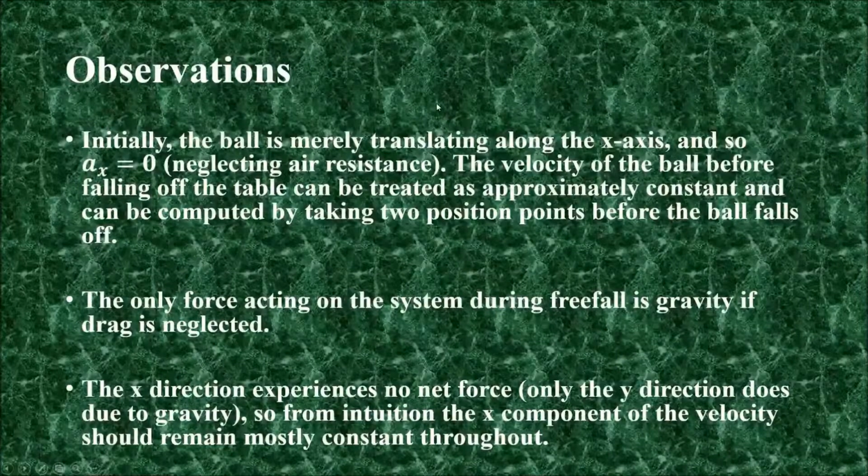Observations we can make about our system before we make any calculations is that initially the ball is just translating along the x-axis. So the acceleration along the x-axis is 0 if we neglect air resistance. The velocity of the ball before falling off the table can be treated as approximately constant and can be computed by taking two position points before the ball falls off of the table. The only force acting on the system during free fall is gravity if air resistance or drag is neglected. The x direction experiences no net force, but the y direction does due to gravity. So from intuition, the x component of the velocity should remain mostly constant throughout the motion.